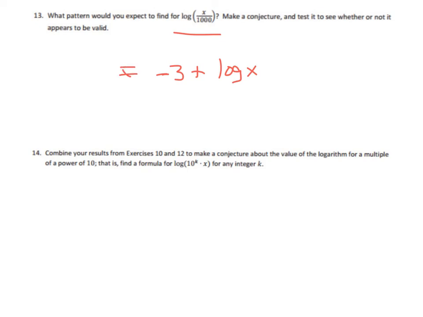Alright, so we have that. And then finally combine your results in 10 and 12, make a conjecture about what happens when it's k times x. Well, you're going to take basically the k. Now it says for any integer, so it could be positive or negative. If it was negative, it would be a negative k plus that. But just take whatever k is and add it to the log of x. So if it's positive, you'll add it and it'll add on. If it's negative, it'll take that and subtract, basically off in a sense. Alright, those are your basic properties there.